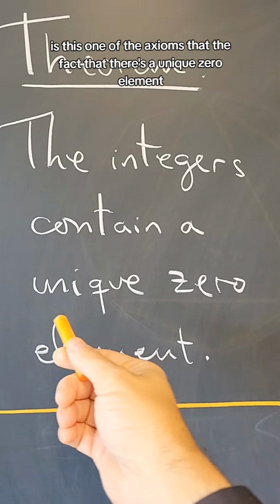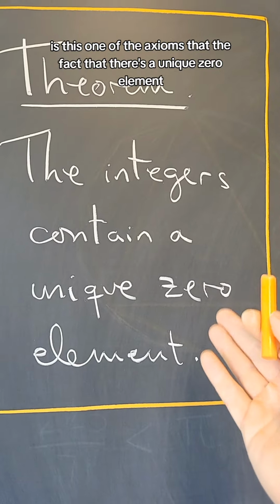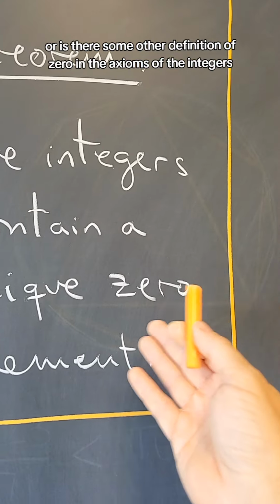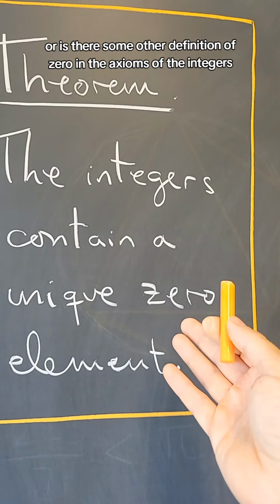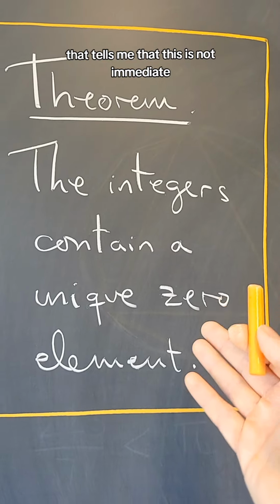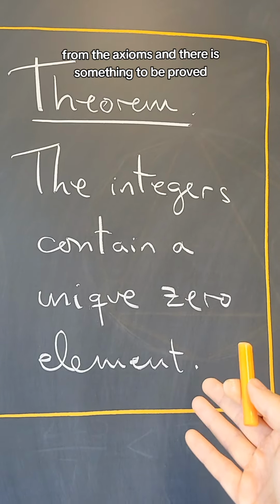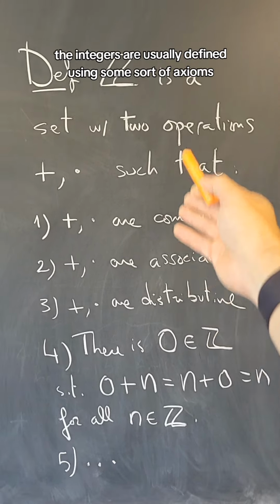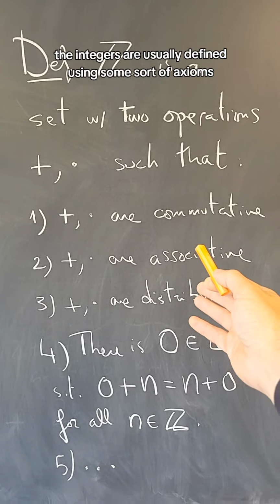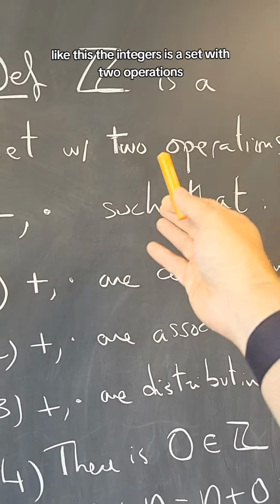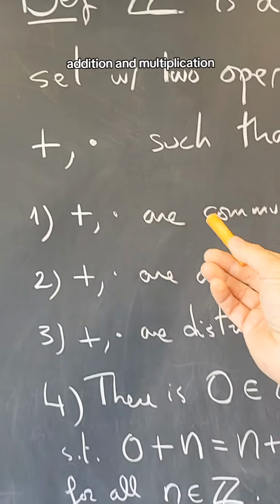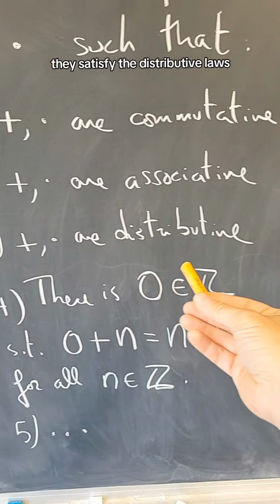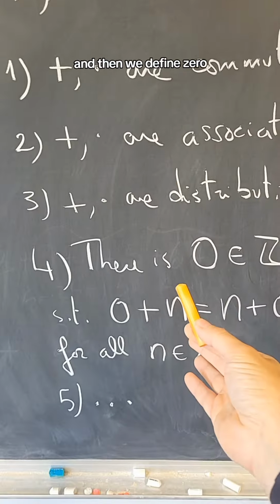And then, is the fact that there's a unique zero element one of the axioms, or is there some other definition of zero in the axioms of the integers that tells me that this is not immediate from the axioms and there is something to be proved? The integers are usually defined using some sort of axioms like this. The integers is a set with two operations, addition and multiplication, such that those operations are commutative, associative, they satisfy the distributive laws, and then we define zero.